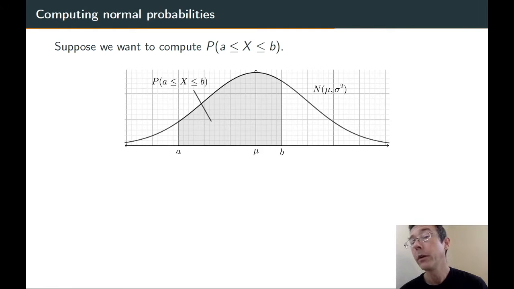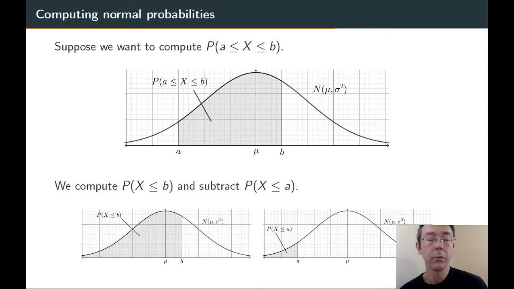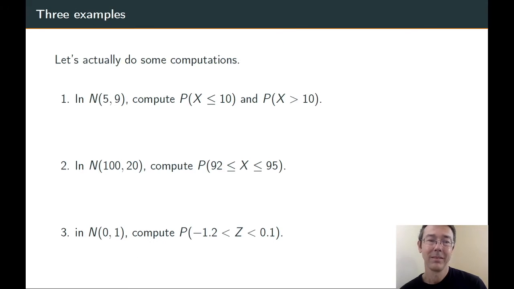A lot of times we want to compute the probability that a variable with a normal distribution falls in a certain range, not just that it's less than some number. So we're going to do this by taking the probability that it's less than or equal to the top number and then subtract off the probability that it's less than or equal to the smaller number. So the shaded area on top is the shaded area on the lower left minus the shaded area on the lower right. Let's actually do some computations using a few different normal distributions and a few different probabilities. Let's switch over to R.